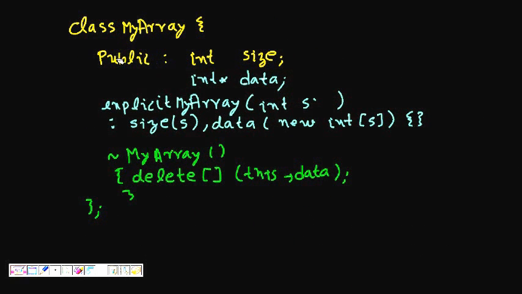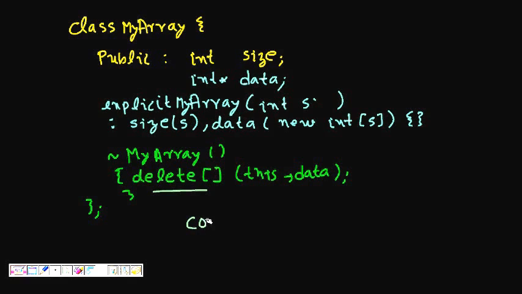So we will take it with an example. I define class myArray, an array class, and I give it a size and a pointer which points to something. Explicit myArray constructor takes int s. The size becomes s, and data becomes new int s, so I allocate memory to it. In the destructor I call delete this data. So this is a very simple myArray class.